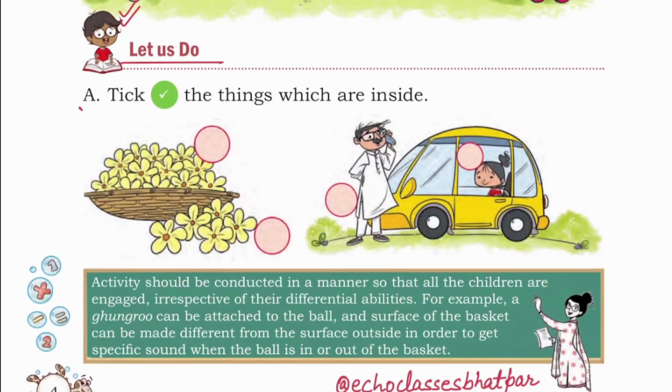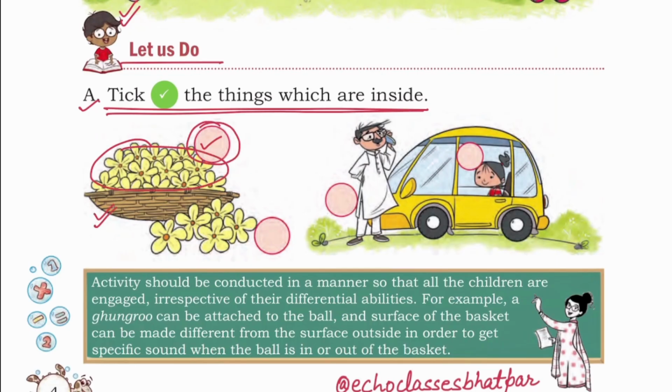Let us do. A. Take the things which are inside. You can see a basket and flowers inside and outside. You have to tick for the things which are inside. For this, these flowers are inside the basket, so you have to tick it here. Similarly, you can see this girl is inside the car, so you have to tick the things which are inside.